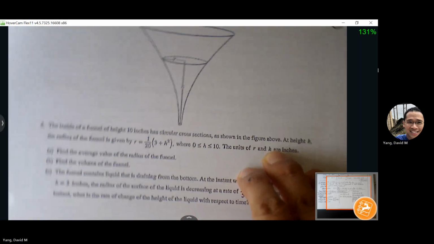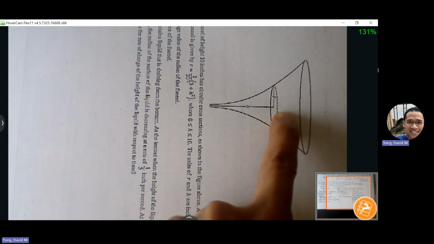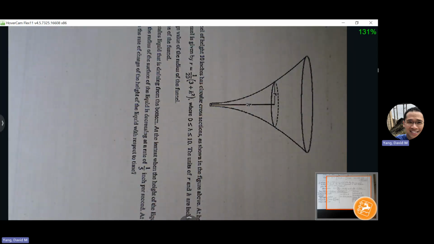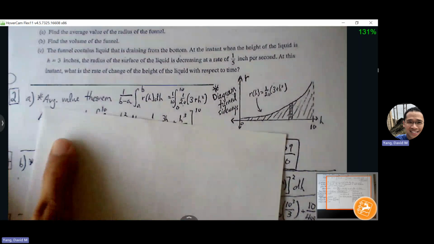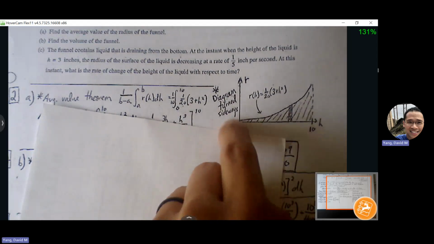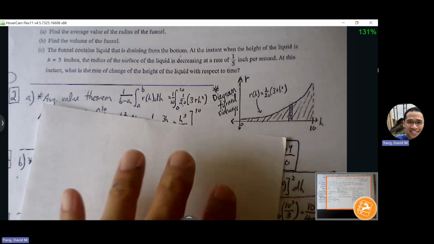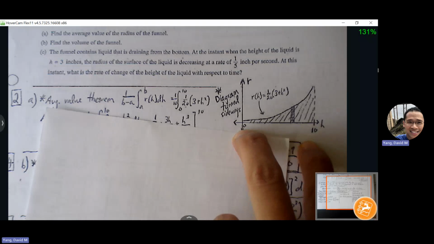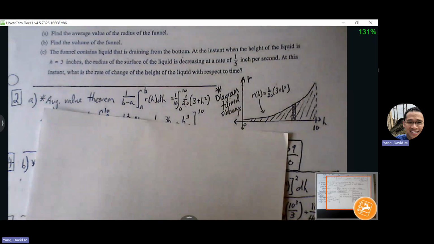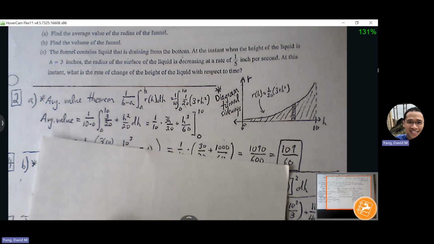So what we need to do is turn it sideways and understand that h is our x and r is the y. And we want to find the average value of r. That is not an easy thing to just jump to if you're just reading this for a few minutes. So this is the way we want to set this up. If I turn this sideways, my h is my x value and my r is my y value. I want to find the average value of my radius. So my a and b values in the average value theorem are 0 and 10. My r equation is 1/20th times (3 plus h squared). And this is non-calculator. To add to the complexity, you got to do all this by hand.